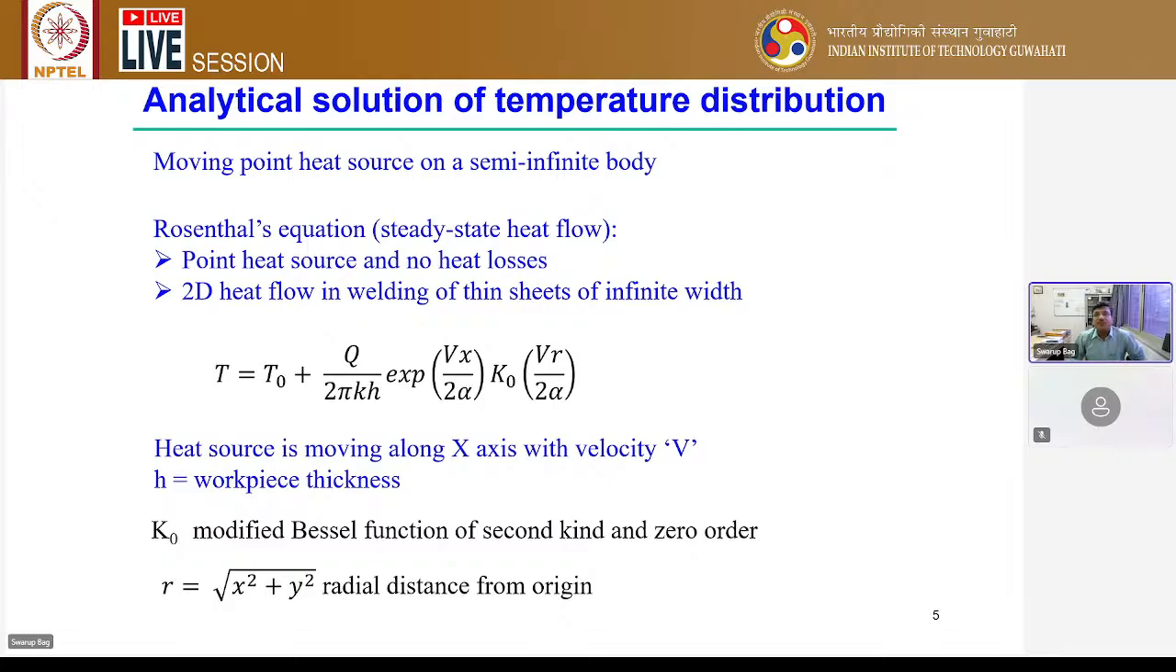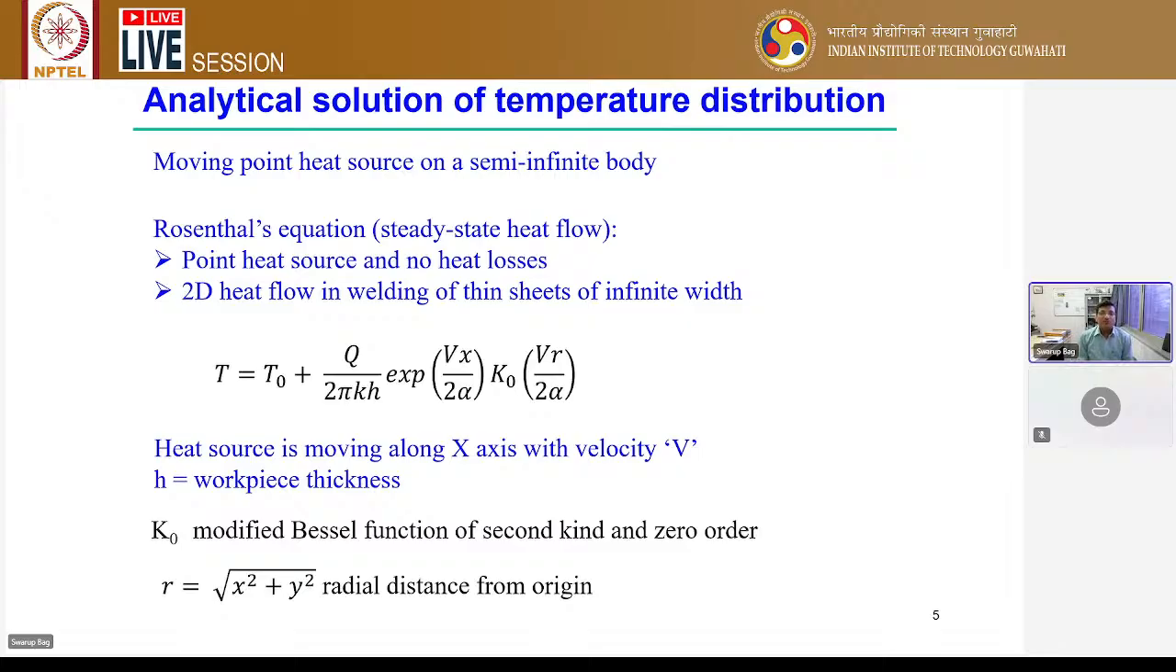Now we look into the analytical temperature distribution in a steady state situation. This is also the Rosenthal solution, but in this case the steady state solution is a function of only space. There is no time component here. Of course, the assumption is a moving point heat source on a semi-infinite body. Semi-infinite body means that maybe one dimension is infinitely long and the other dimension may be restricted, very finite. That is why we define it as a semi-infinite body.